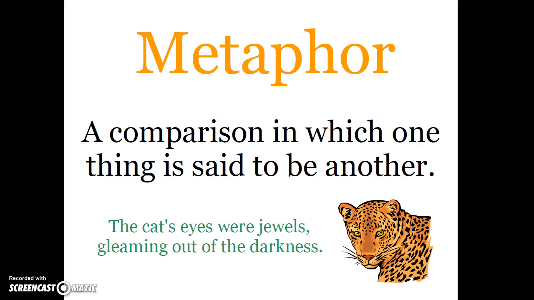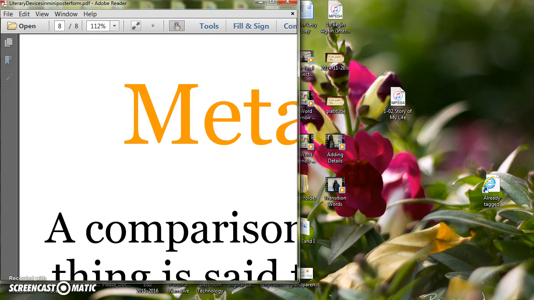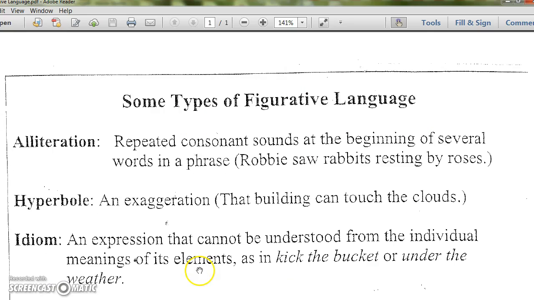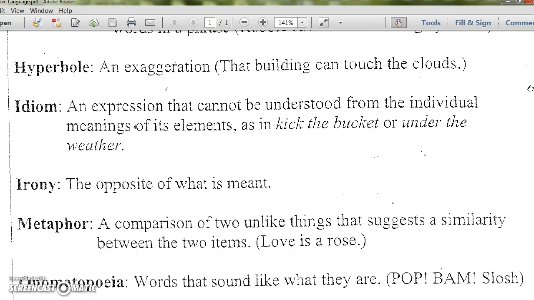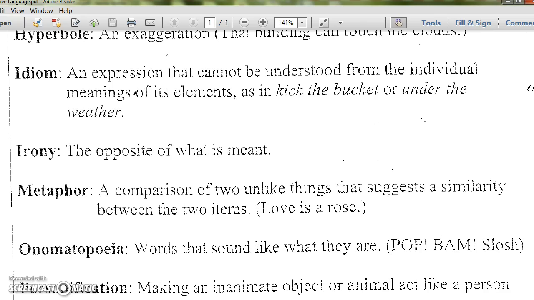So, that is the conclusion of most of the figurative language that you will see. I also want to take a moment to go over the figurative language handout that you are going to get. Irony and idiom are two other types of figurative language that you will come across. An idiom is an expression that cannot be understood from individual meanings of the elements. So from the words itself, you would not quite understand the saying.